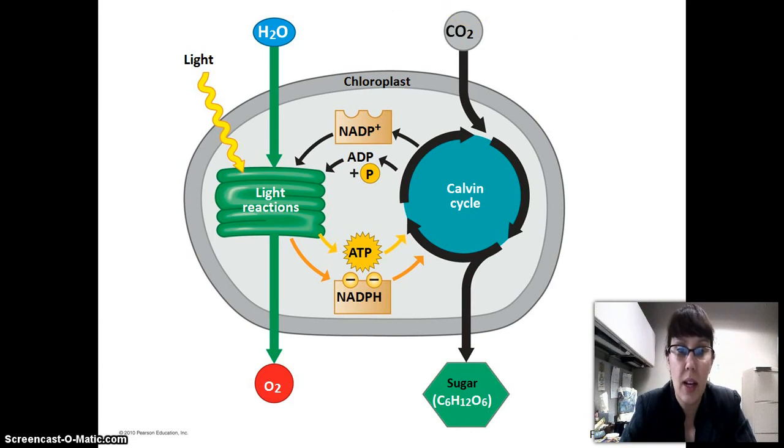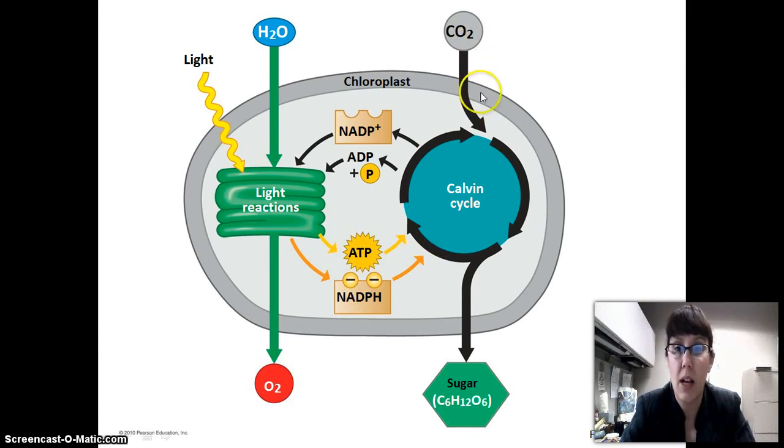So here's a model of a chloroplast, and in this model you can see the incoming ingredients are water and light. And water and light in the light reactions result in the production of ATP and the electrically charged molecule NADPH, and the waste product oxygen. So the ATP and the NADPH enter the Calvin cycle.